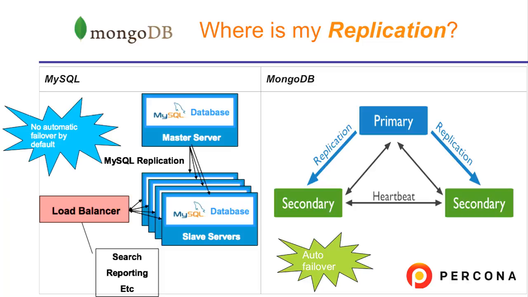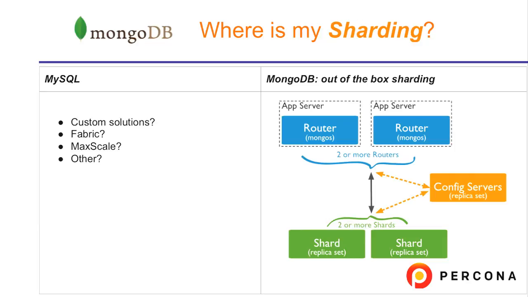Any other questions? Replication? Okay, so now, where is my sharding? In MySQL, there are so many different solutions, and there's no full solution out of the box. There are custom solutions. There's the MySQL Fabric project, and lots of other open source and closed source solutions that will provide you with sharding. In MongoDB, sharding is out of the box, which is really great.